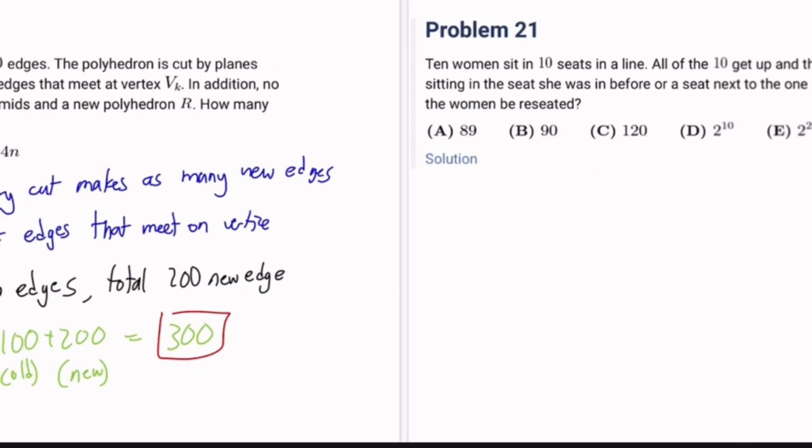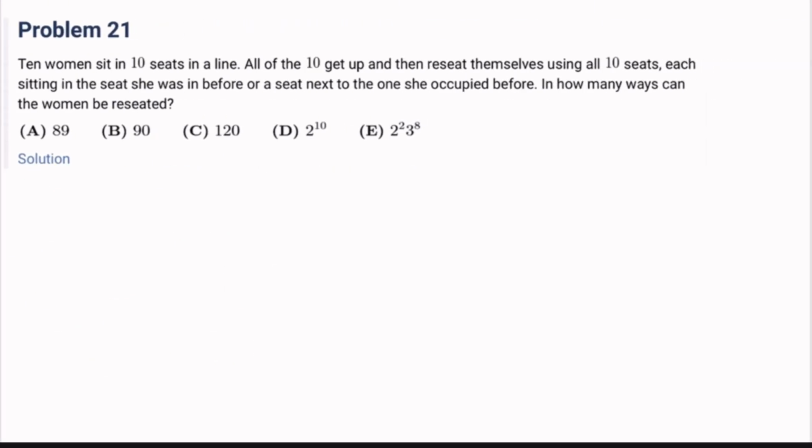It's C. Number 21. 10 women sit in 10 seats in a line. All of the 10 get up and then reseat themselves using all 10 seats, each sitting in the seat she was in before or a seat next to the one she occupied before. In how many ways can the women be reseated?